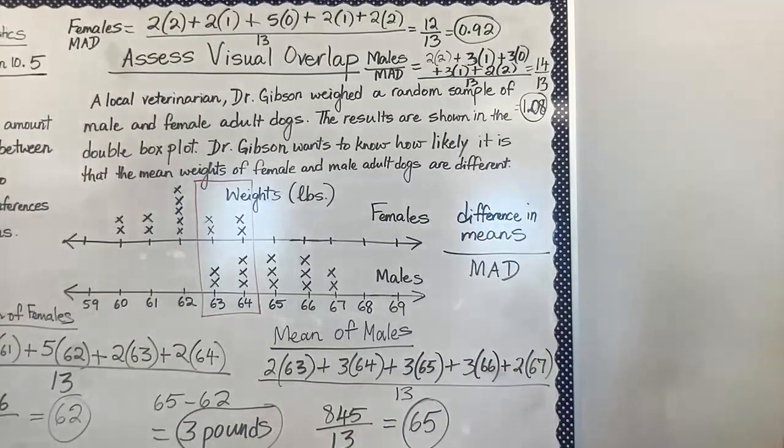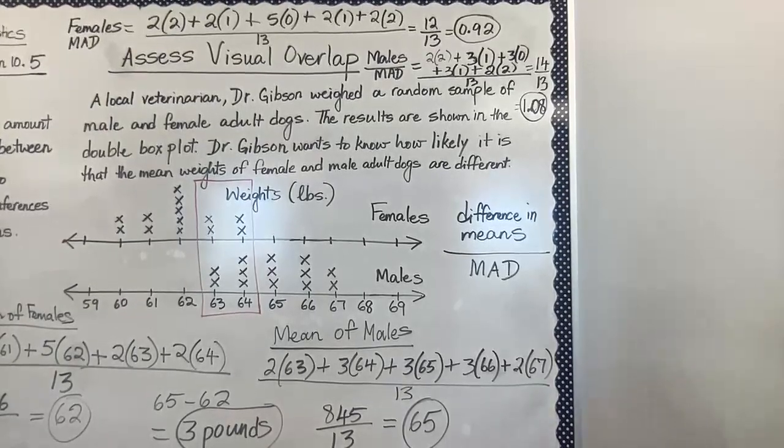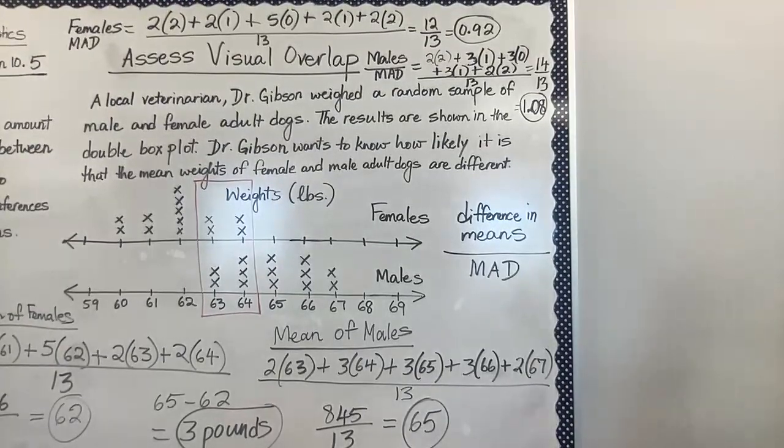Now we are going to find the ratio once we have this. To the nearest whole pound, the variability, the mean absolute deviation of each distribution, is 1 pound. This means the average distance each dog's weight in the sample is from the mean is 1 pound. And the distributions have similar variability but different means.